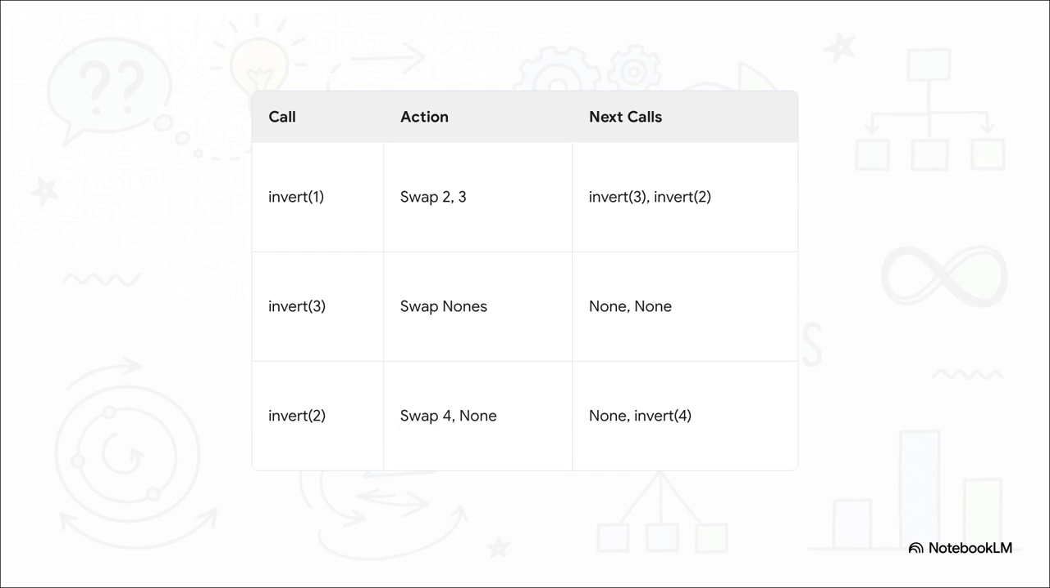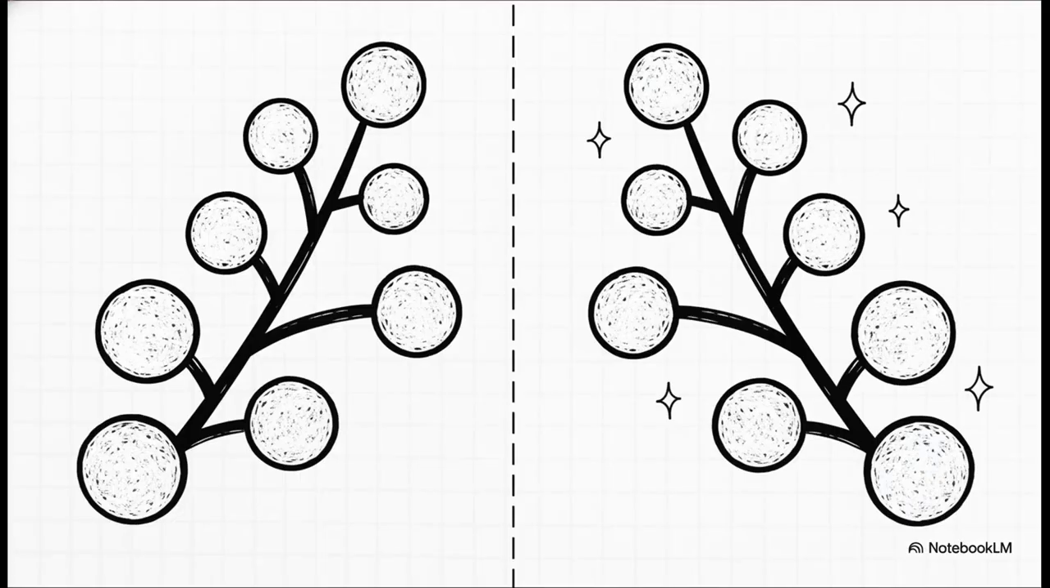If we start up at invert 1, we swap its children, 2 and 3, and then recursively call invert on them. When we hit invert 3, which has no children, we're literally just swapping none with none and passing those nones right back down, which triggers our base case perfectly. And then at invert 2, we swap node 4 with none. It handles the whole lopsidedness without breaking a sweat. And this trace brilliantly illustrates that our logic holds up from end to end. Cleanly inverting even an unbalanced branch works flawlessly.